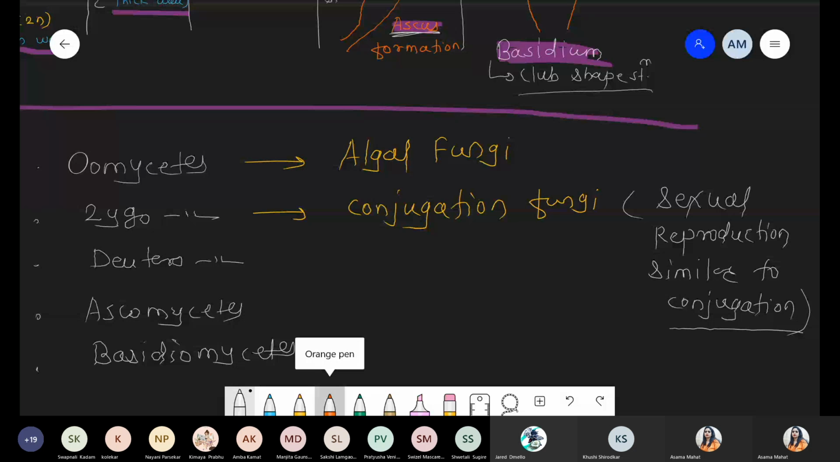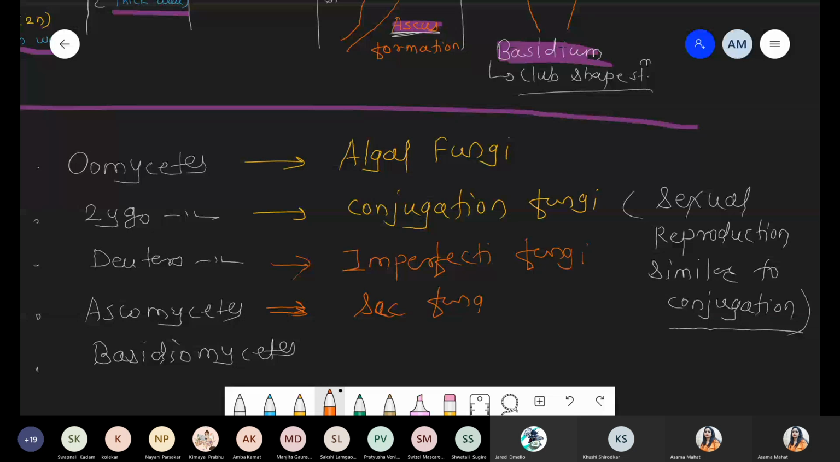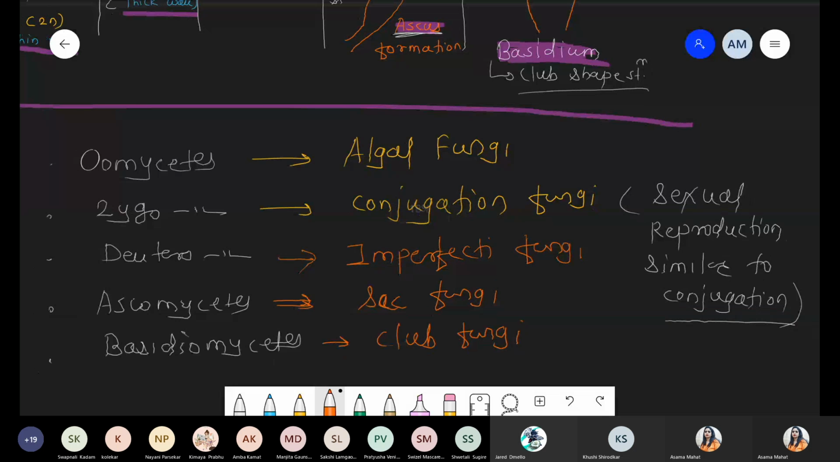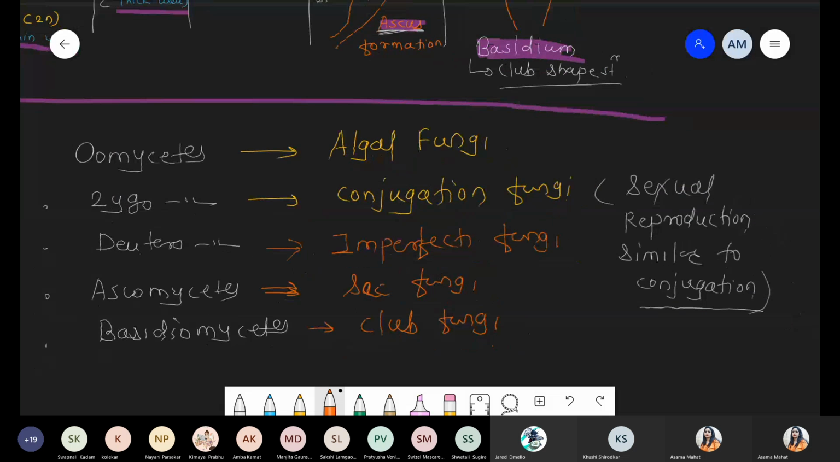The next point is deuteromycetes. In deuteromycetes, the mode of sexual reproduction is totally absent. That's why we can say these are the imperfect fungi. Ascomycetes has the ascus, and that ascus has a sac-like shape, so these are also called the sac fungi. And finally, basidiomycetes are also called the club fungi. Okay, so one unique question: match column A to B. Algal fungi, conjugation fungi, imperfect fungi, sac and club fungi. Got it?